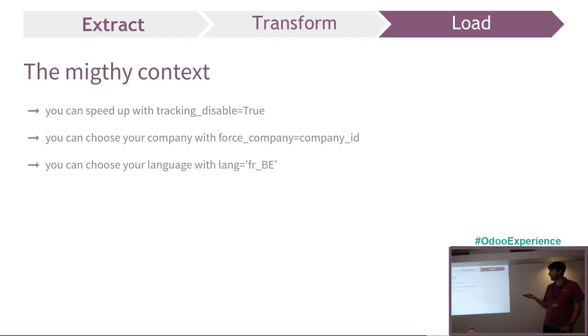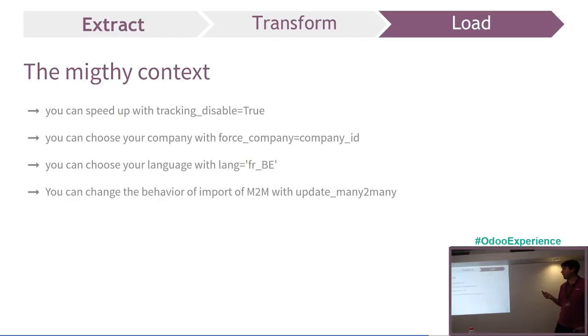You can specify the language. It's good to import translation. So import your field twice, once in one language, once another time in a second language. You can change the behavior of the many-to-many import. Yeah, I didn't speak about that. When you import a many-to-many, it replaces the value if the many-to-many has already some value in it. With that, in the context, you say, OK, keep the value, just add mine. It can be super useful.